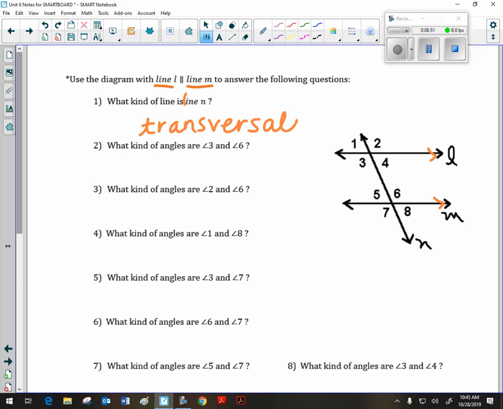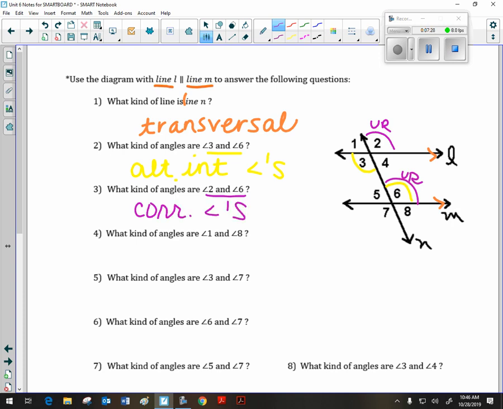In number 2, what kind of angles are 3 and 6? This goes back to your definitions. Angles 3 and 6 are interior angles, and they're on alternating sides of the transversal, so they are alternate interior angles. What kind of angles are 2 and 6? What I notice is that at the intersections, they are both in the upper right-hand corner of the 4 angles that make that intersection. So those are called corresponding angles, same corresponding position.